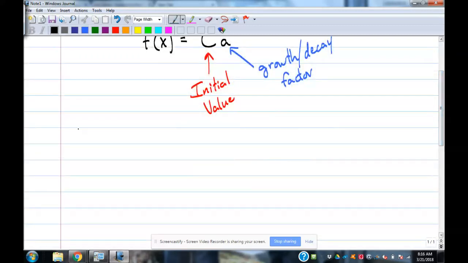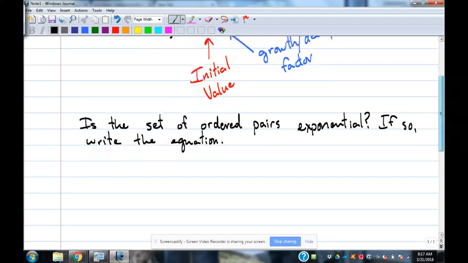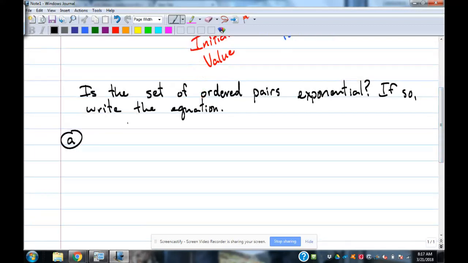All right, here we go. We're gonna first decide is the set of ordered pairs exponential. If so, write the equation. Ooh, that sounds hard. It's not. Okay. Nothing we do in here is hard.